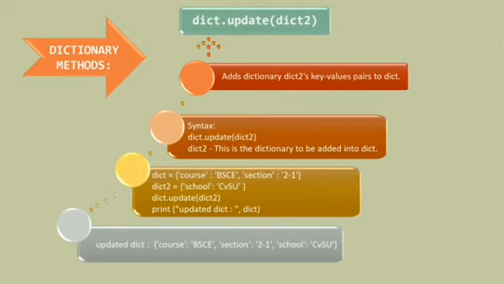Dict.update(dict2) adds dictionary dict2's key-value pairs to dict. Syntax: dict.update(dict2). Dict2: this is the dictionary to be added into dict. When the above code is executed, it produces the following result.